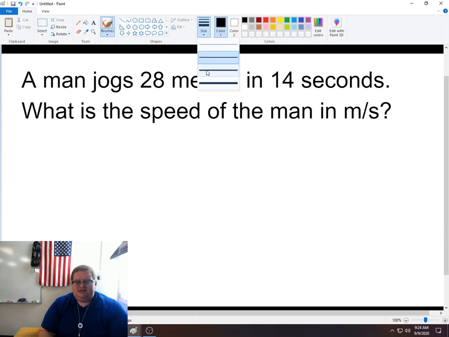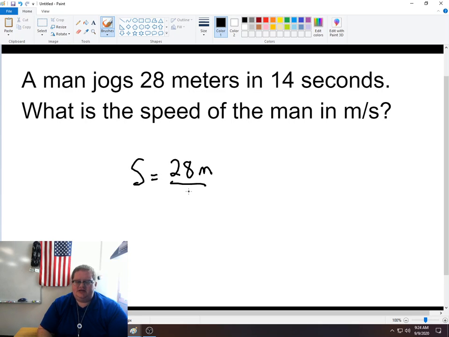So our speed is going to be distance divided by time. So in this case, it's going to be 28 meters divided by 14 seconds. Now, did you pull out a calculator for that? Hopefully not. It's a simple one, 2 meters per second.